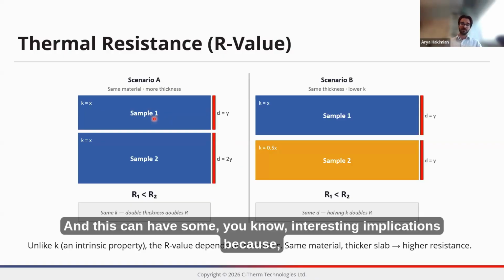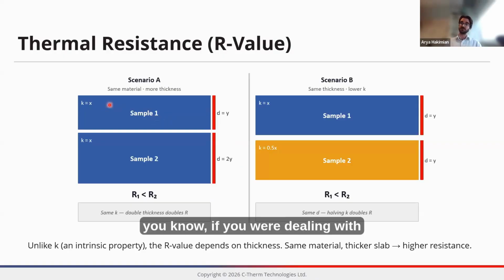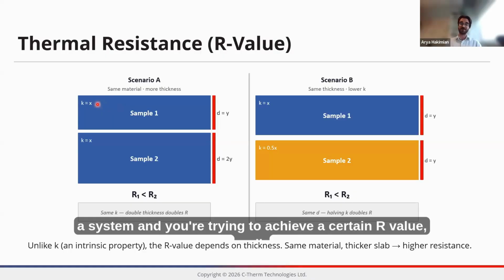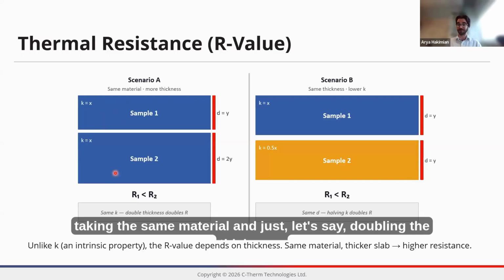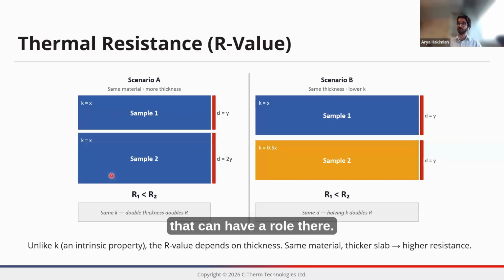And this can have some interesting implications because if you were dealing with a system and you're trying to achieve a certain R value, well, one of the simple ways to increase your R value, taking the same material and just, let's say, doubling the thickness, that can have a role there.